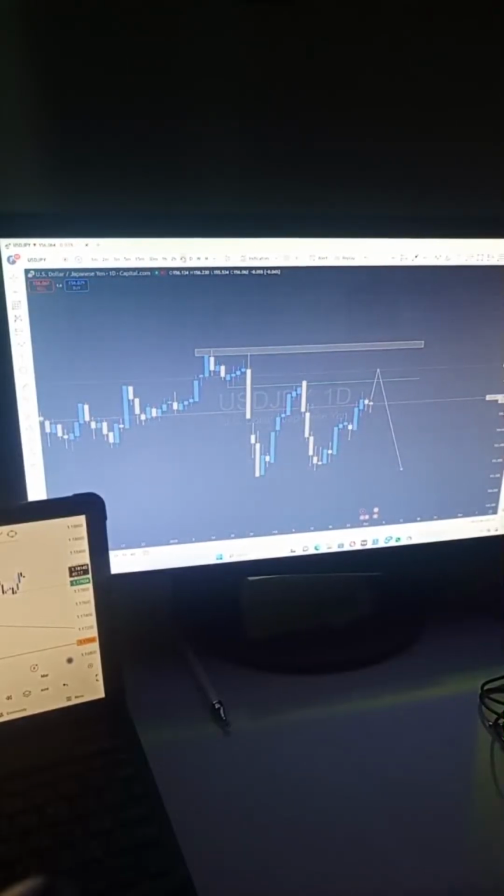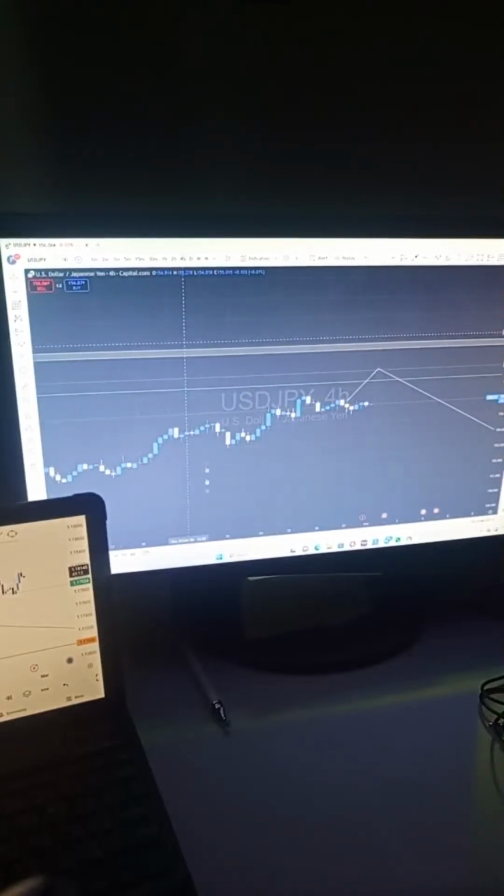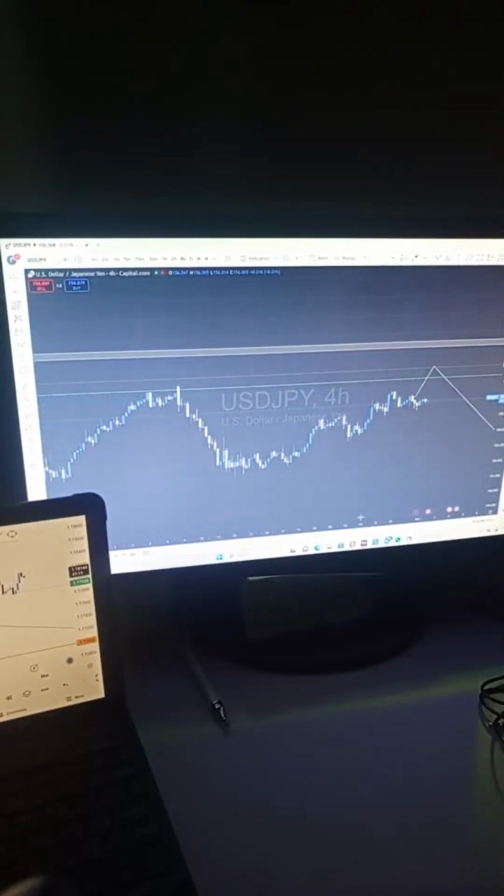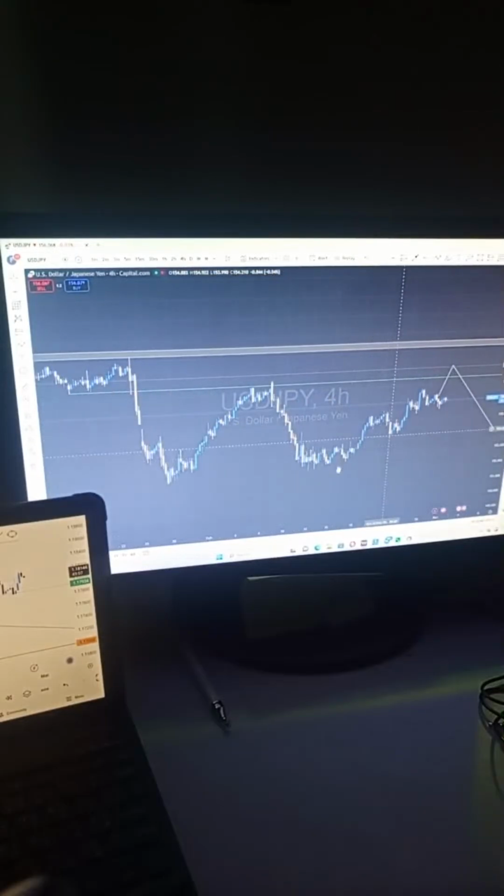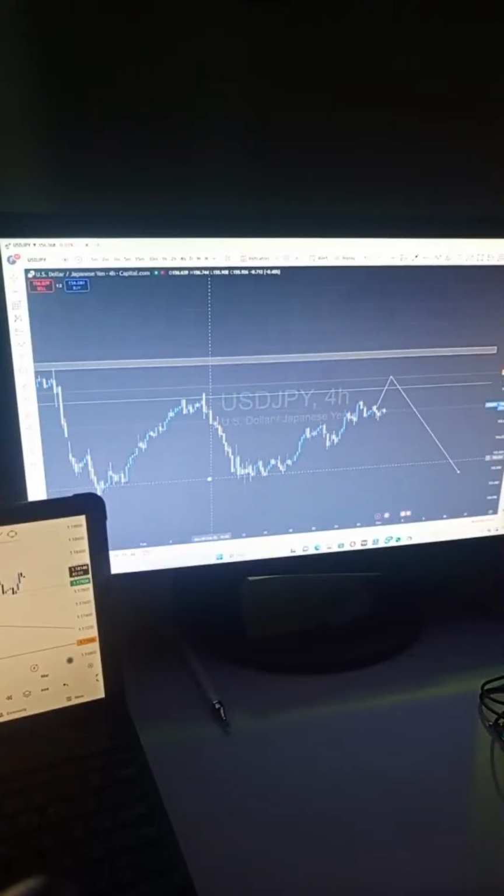So let's go down to the 4 hours. This is still USDJPY. On the 4 hours, you'll see that we are in a clean bullish trend, a small bullish trend, because we've been creating higher highs and higher lows. So this is how simple trading should be.